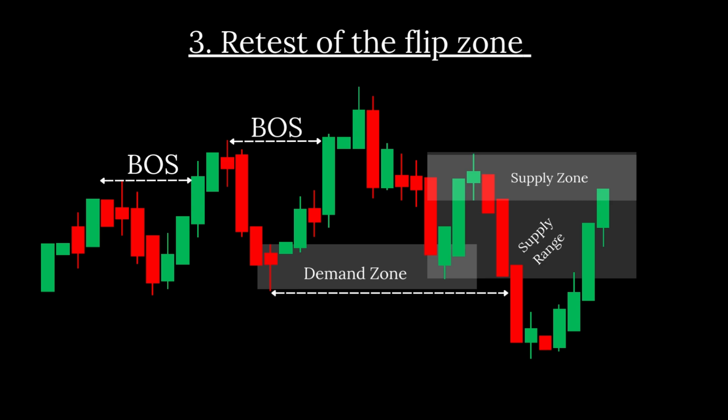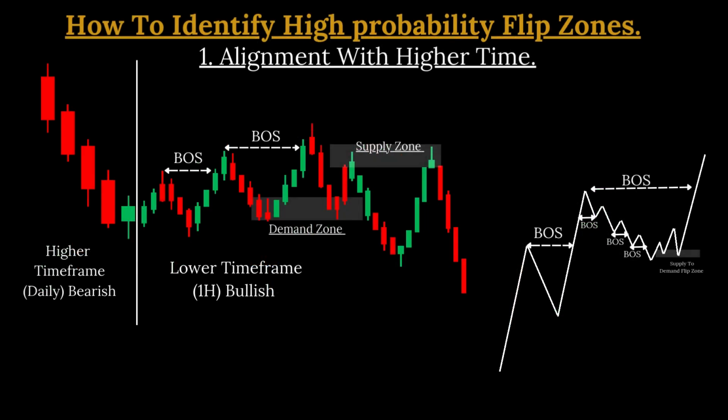For demand to supply flip zone, the previous support now acts as resistance where sellers defend the level, and for supply to demand flip zone, the previous resistance now acts as support where buyers step in to hold the level. Next, how to identify high probability flip zones.